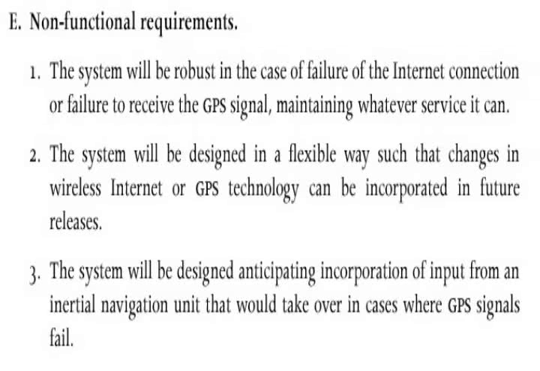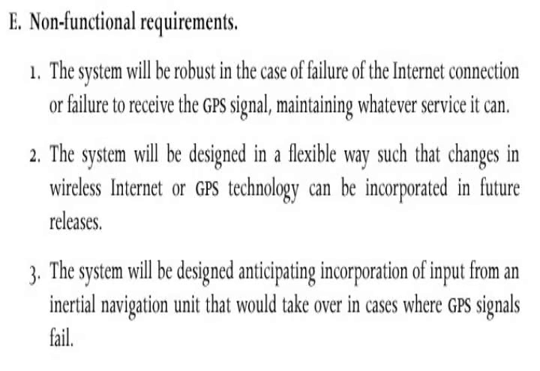Let's go back and look at another document. There's another requirements document in the book. This one is the GANA system, the GPS-assisted navigation assistant for cars. And there are non-functional requirements for that. The first one says the system will be robust in the case of failure of the internet connection or to receive the GPS signal. So it doesn't just say, sorry, can't function, you're lost. Okay? It tries to give you some kind of help.